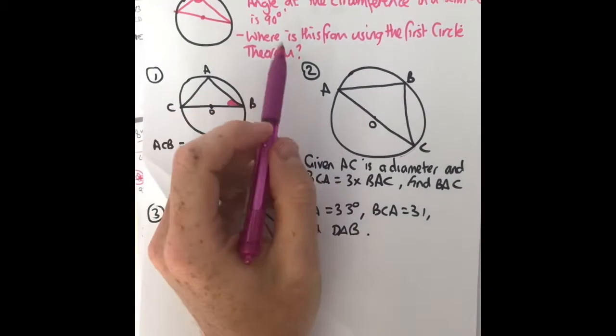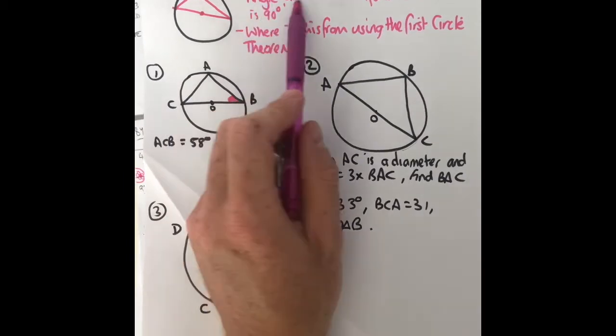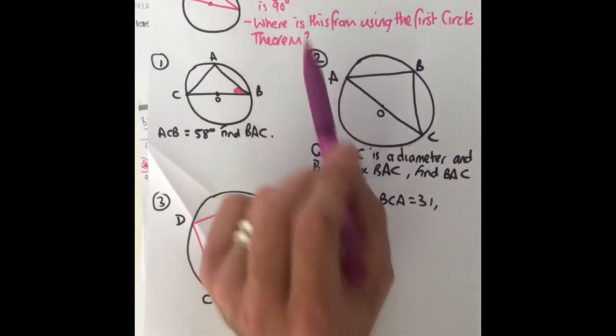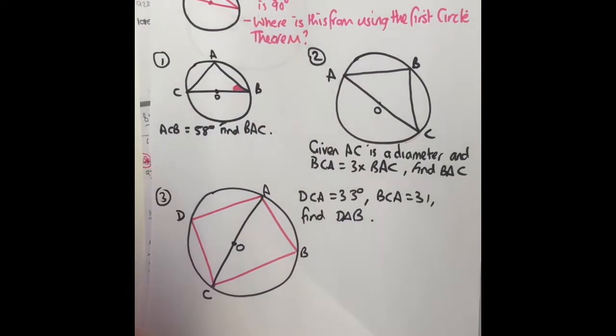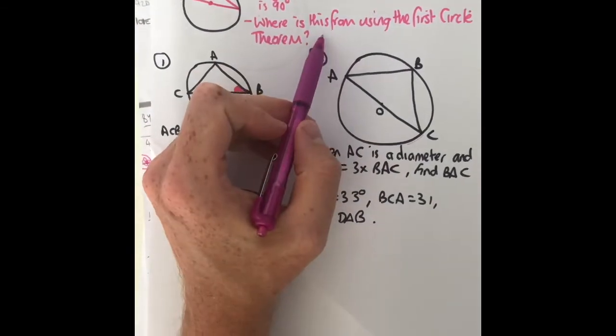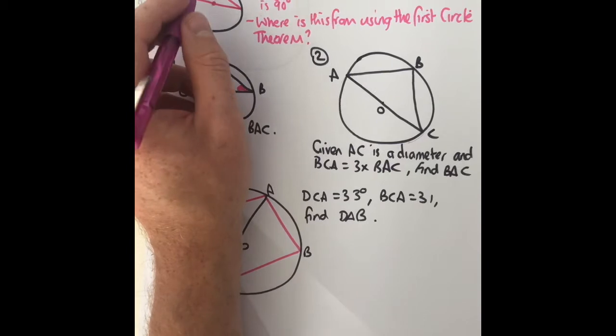So this one is about, if it said give the reasons, the angle of the circumference in a semicircle is 90 degrees. That's the phrase you would need to use if it said give reasons. So where does this come from? Using the circle theory we've just done in 594.